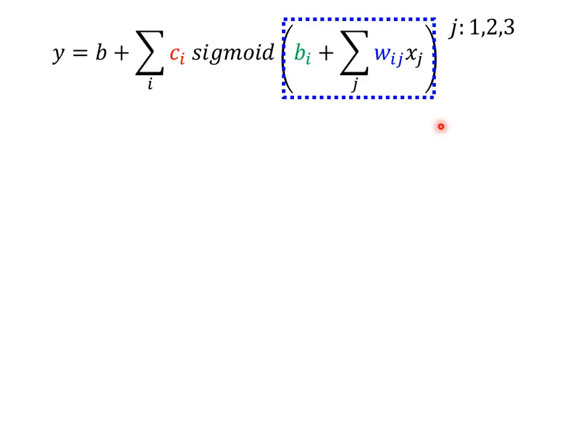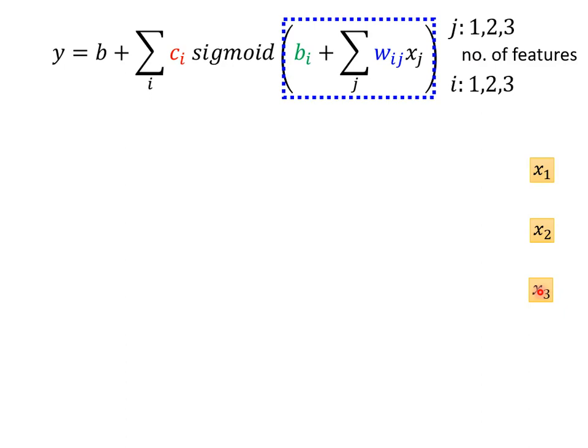Well, let's first consider the situation where j is 1, 2, 3. That is, we only consider 3 features. For example, we only consider the previous day, the previous 2 days, and the previous 3 days. So j is equal to 1, 2, 3. Okay, so the input is x1, which represents the number of viewers from the previous day. x2 represents the number of viewers 2 days ago. x3 represents the number of viewers 3 days ago.